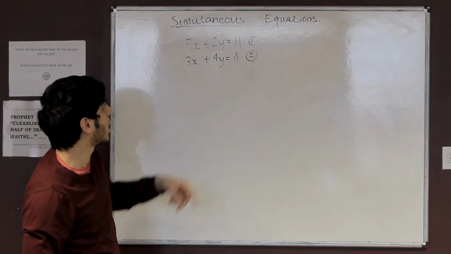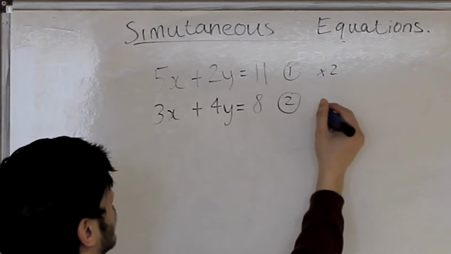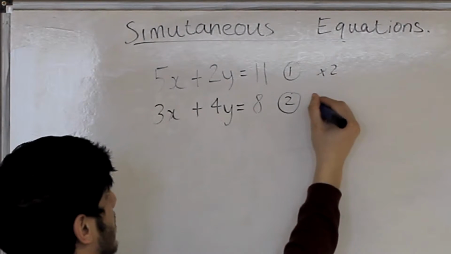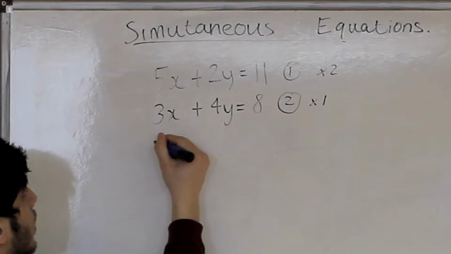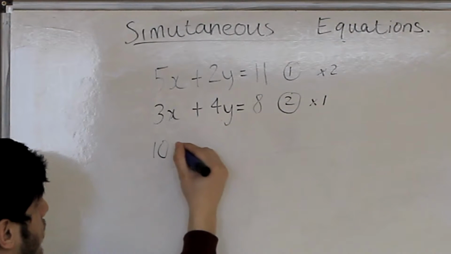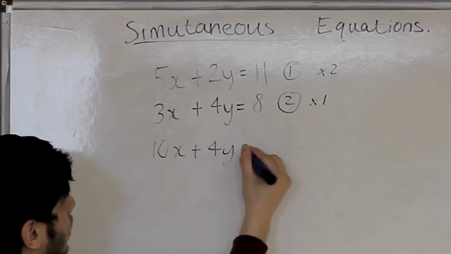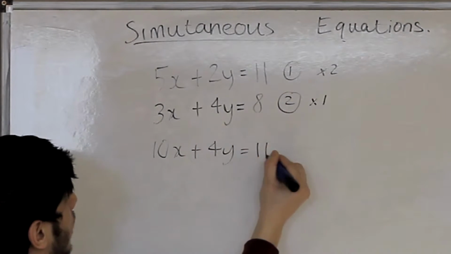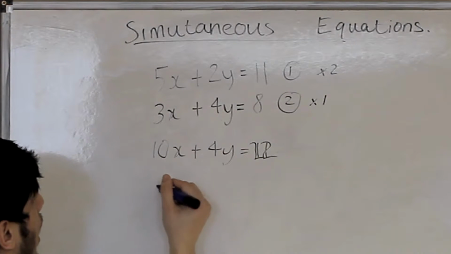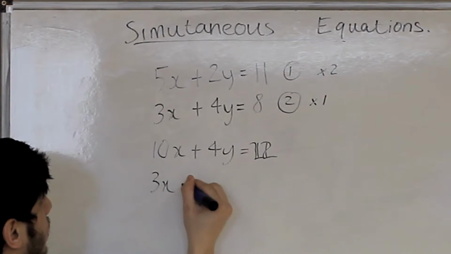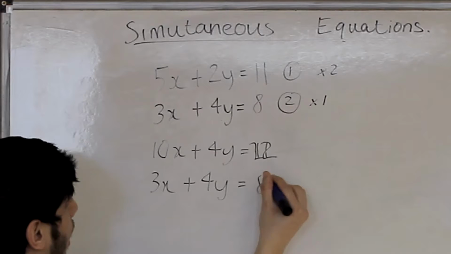To make y the same, our first equation, we're going to times that by 2. And our second equation, we're going to times that by 1. And our new set of equations is going to be 10x + 4y = 22, and that'll be 3x + 4y = 8.